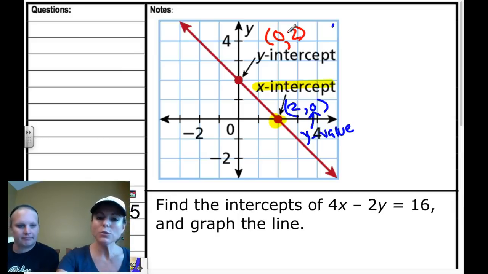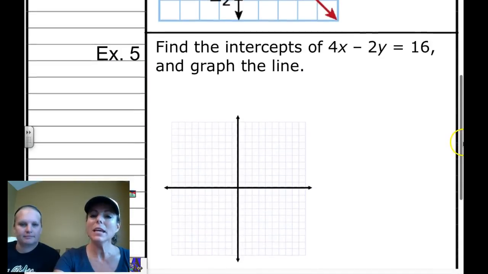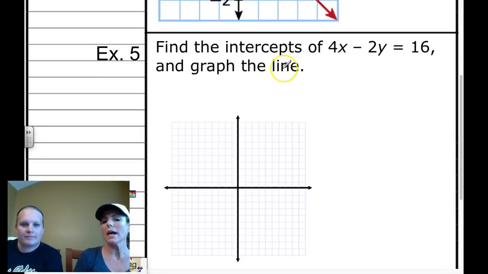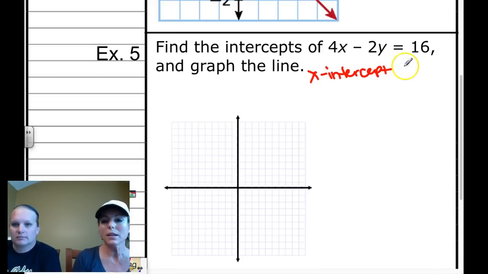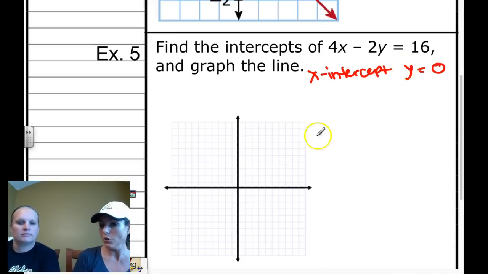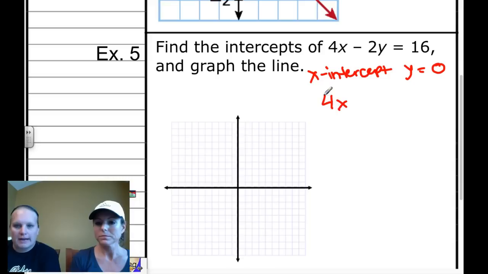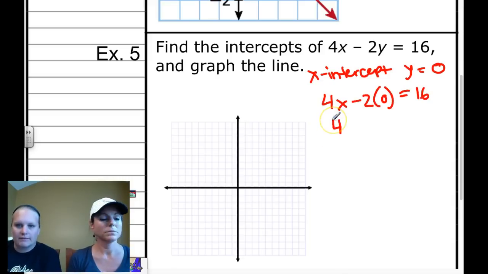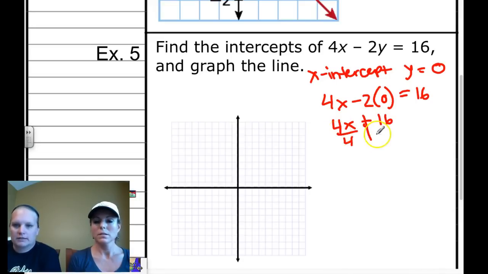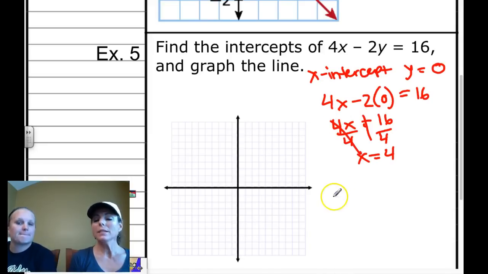Let's do example number 5. Find the intercepts of the graph and graph the line. So remember what we just said. Let's start with the x-intercept. If you're finding the x-intercept, we know y is always equal to 0. So we're going to plug in 0 for y and solve for x. We get 4x minus 2 times 0 equals 16. So I get 4x, well that cancels, equals 16. Divide by 4. x just equals 4. So we found our intercept.